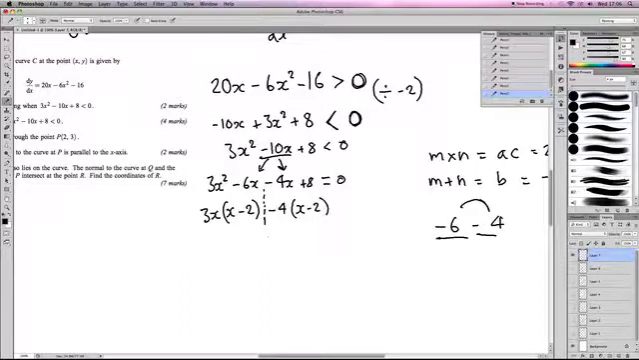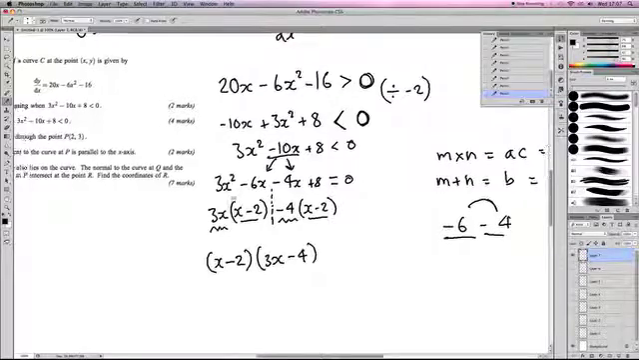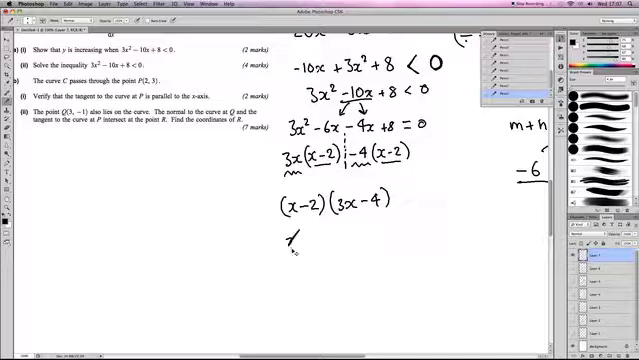And there it is. You know you're going right with the split method if this bracket and this bracket are identical. So that's your first bracket, x minus 2. Your second bracket is this and this, so it's 3x minus 4. And that's it. Oh wait, I have to solve it. Nuts. x is equal to 2, and x is equal to 4 over 3. Yeah, that's solved.